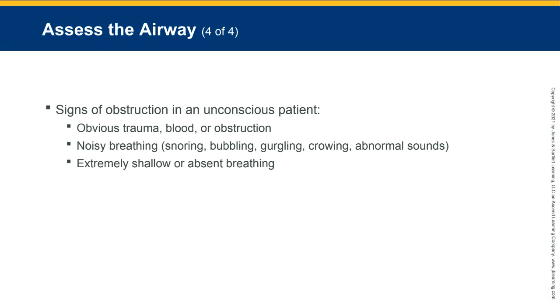Signs of airway obstruction in an unconscious patient: obvious trauma, blood or obstruction, noisy breathing, which can be snoring as a result of the tongue, bubbling or gurgling because of fluid, crowing because of constriction, or abnormal sounds. The patient can also be breathing extremely shallow, or there's absent breathing.